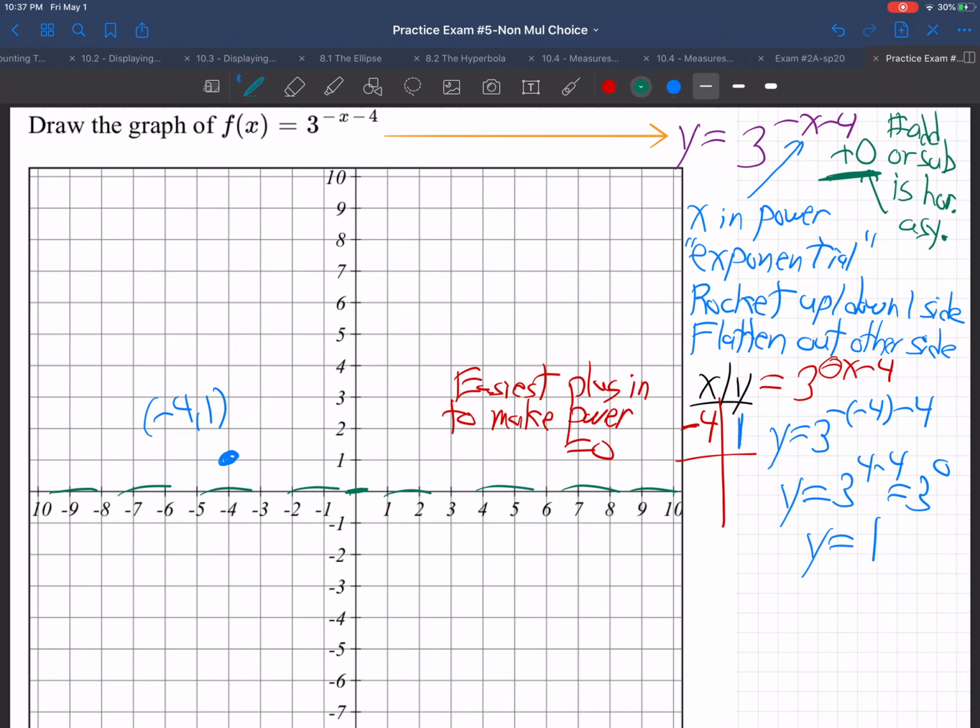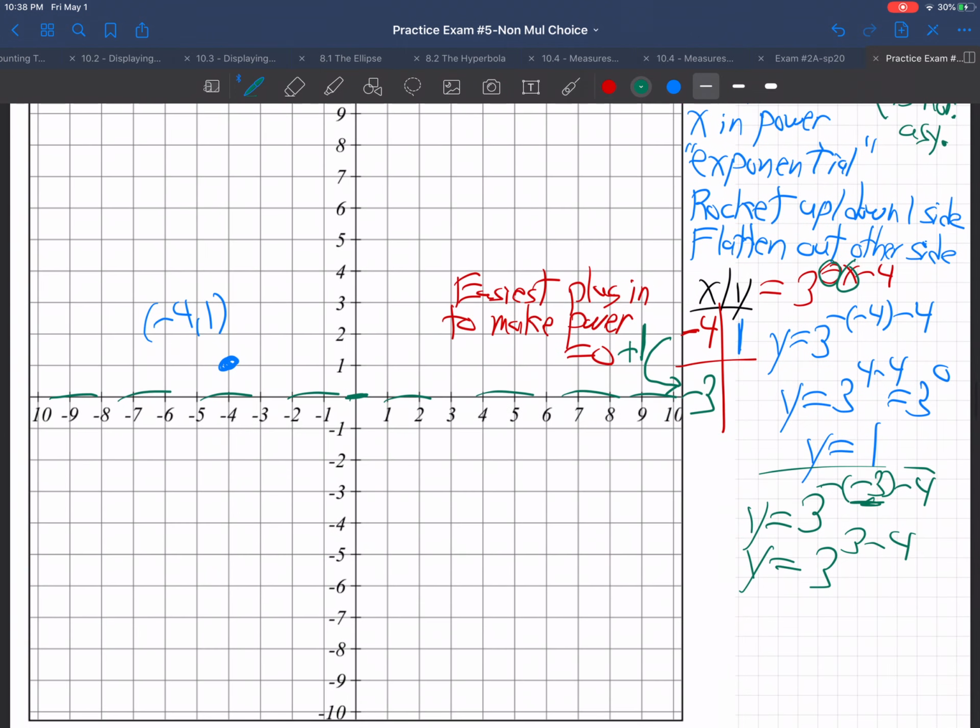You can plug in anything you want. Usually we just go up by 1. Just add 1. So that would be negative 3. Let's plug in negative 3 right here for x. So we'll get y equals 3 to the negative 3 minus 4. Oh, wait a minute. No. I'm messing up, huh? It's negative 3 minus 4, because you got this negative that's already there, plus x is being plugged in as negative 3. So that's 3 to the 3 minus 4. And so what's that? 3 to the minus 1, which is 1/3.